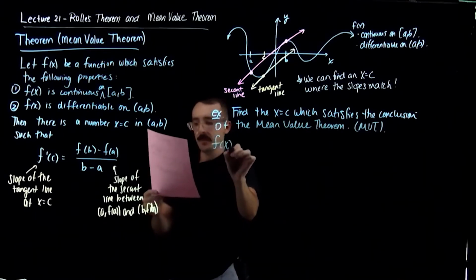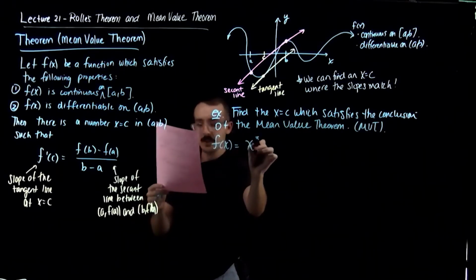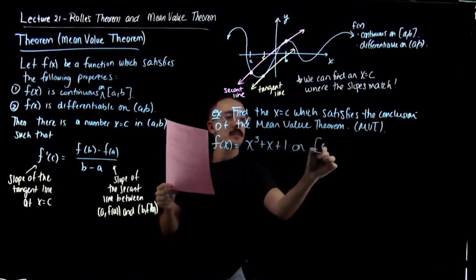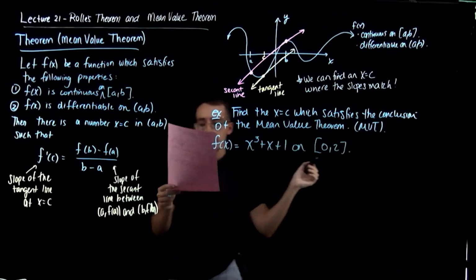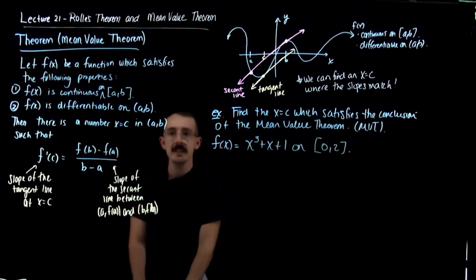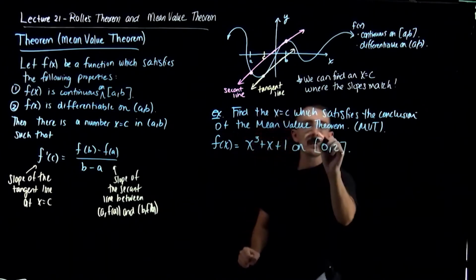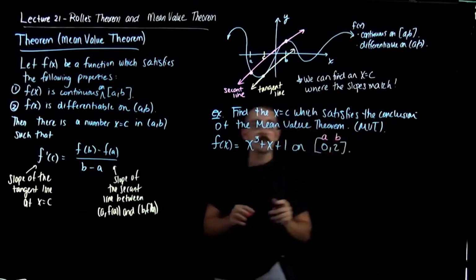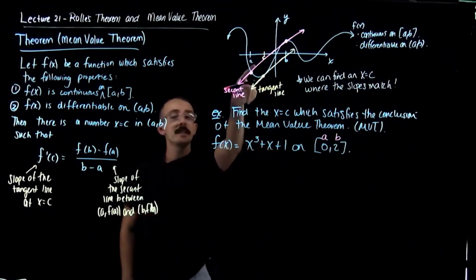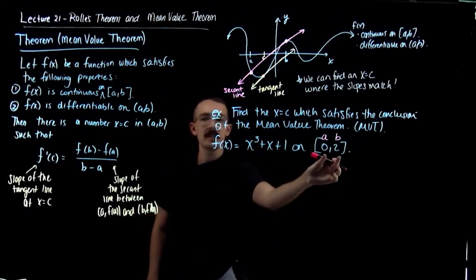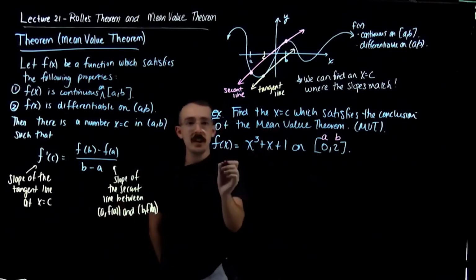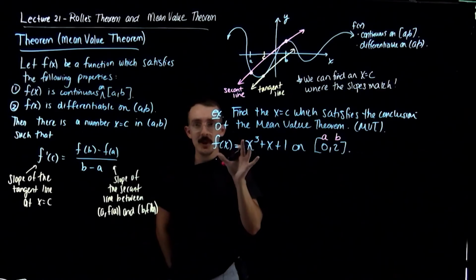Here's the function. It's f of x equals x cubed plus x plus 1. And they need to give you an interval. So we're going to say we're on 0 to 2. So we're looking for some kind of c value between a equals 0 and b equals 2. That's going to get us a tangent line that matches the slope of the secant line through these two points.